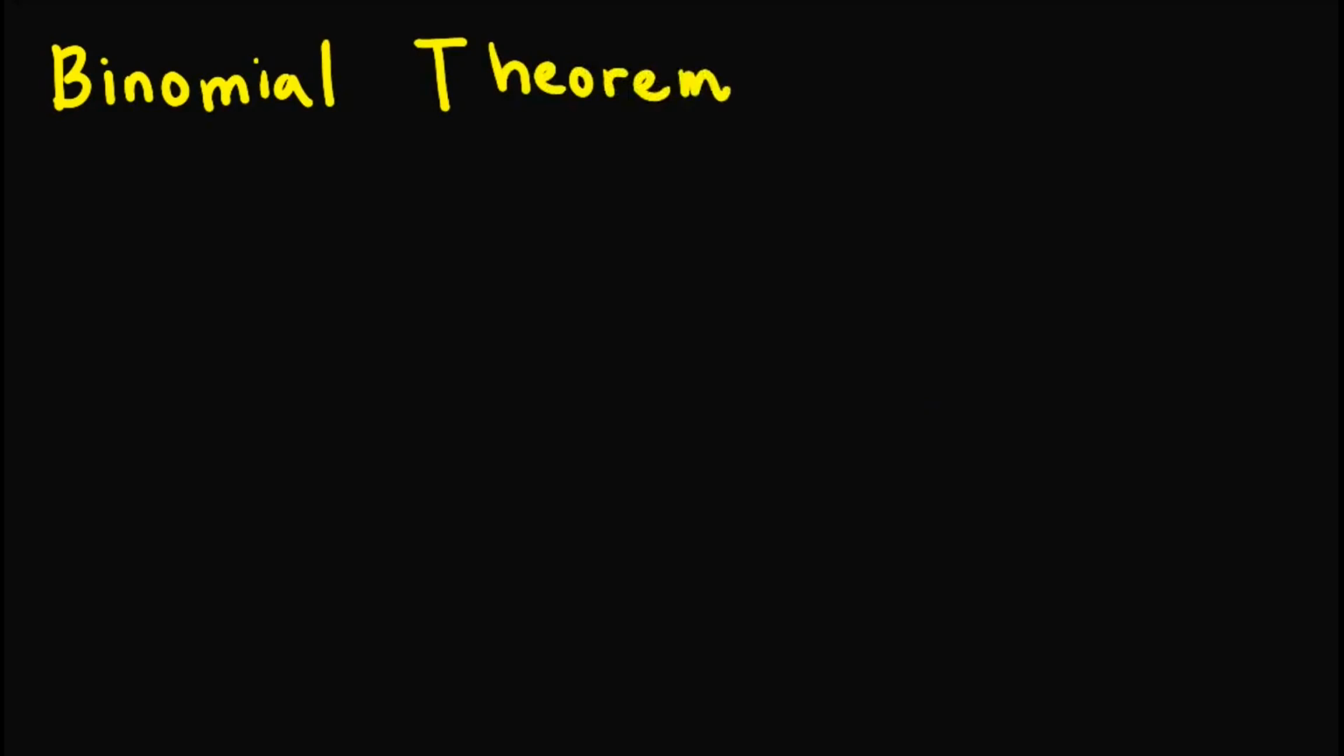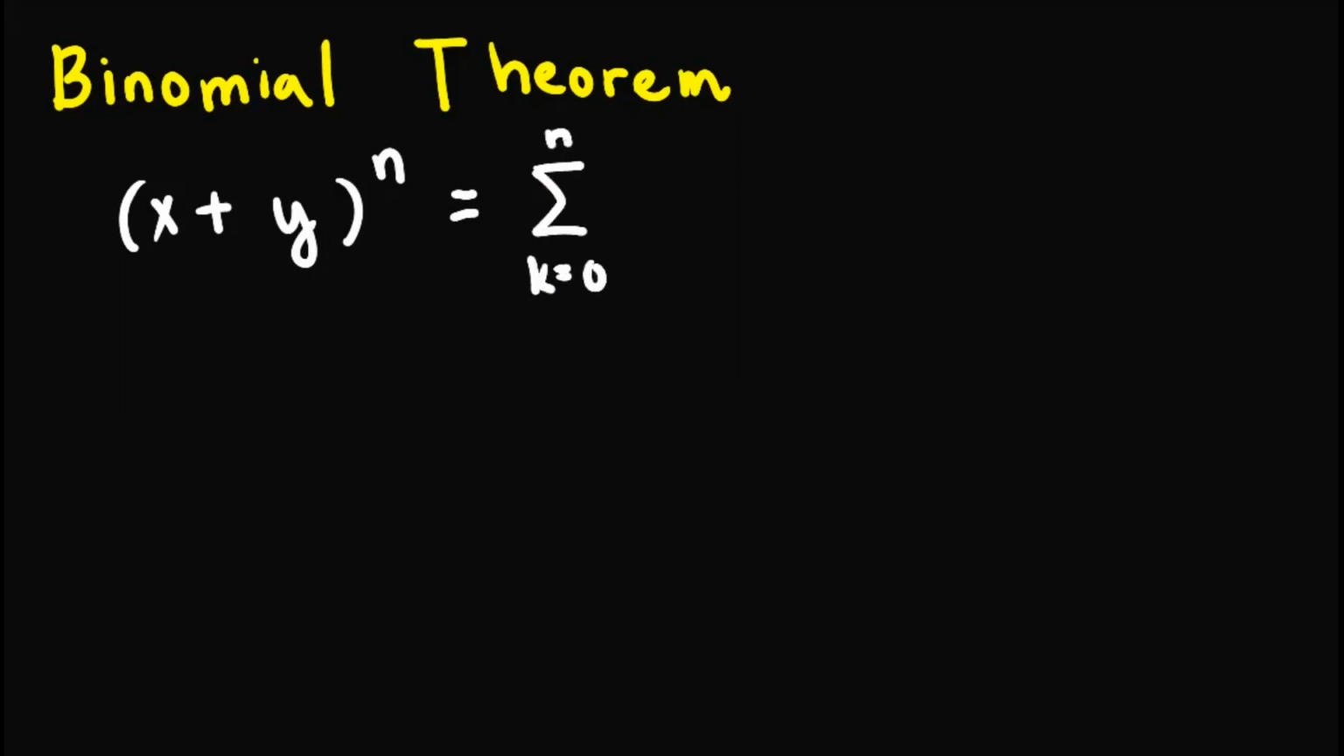So the binomial theorem states that if we have x plus y raised to n, this is equal to the summation from k equals 0 to n, and we have n choose k times x raised to n minus k times y raised to k.